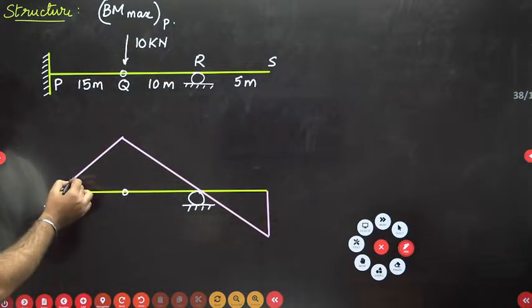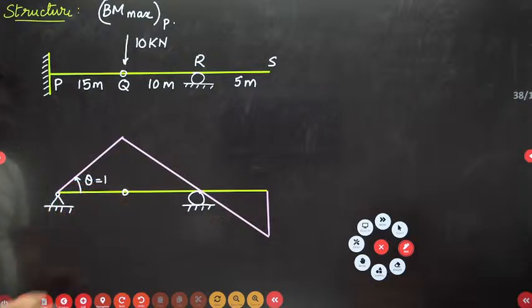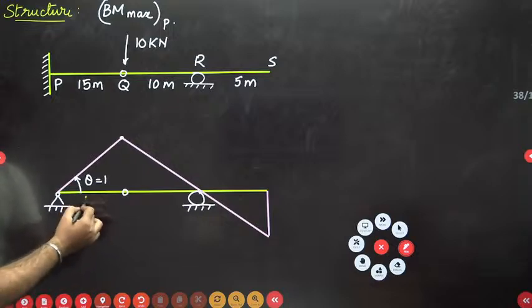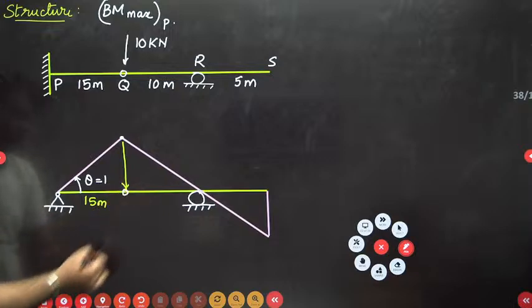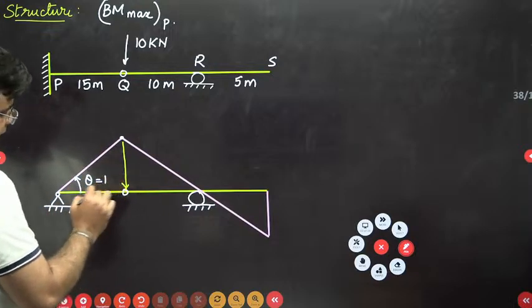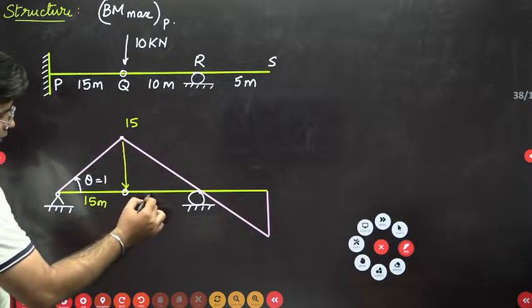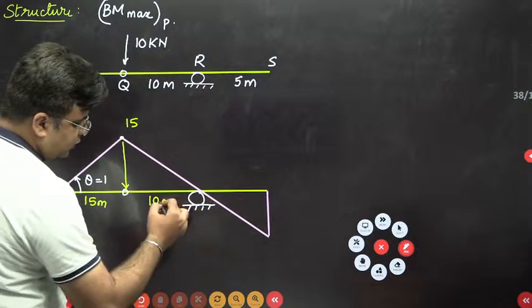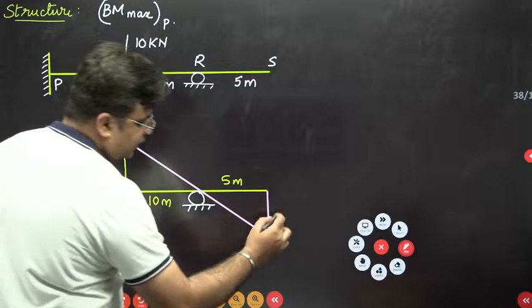Okay. So this is the unit rotation that you have given at P. This theta is equal to 1, right? So you can calculate this ordinate. This length is 15 meter. So the value of this ordinate will be how much? This ordinate will be 15 into 1. So this is 15, right? This is 10 meter. You can use the similar triangles in these two triangles. So this is 10 meter, this is 5 meter. So if this is 15, this will be 7.5.